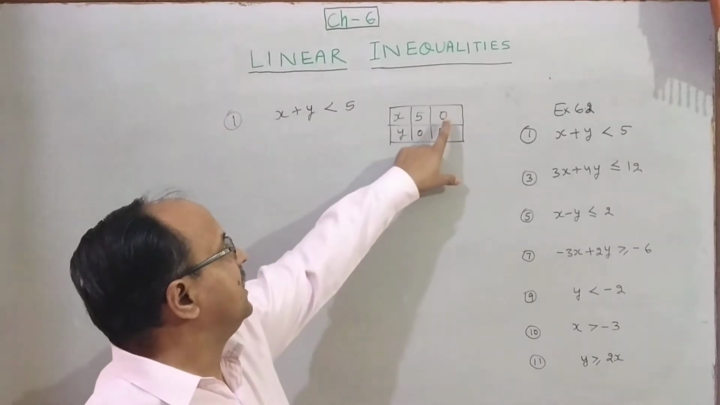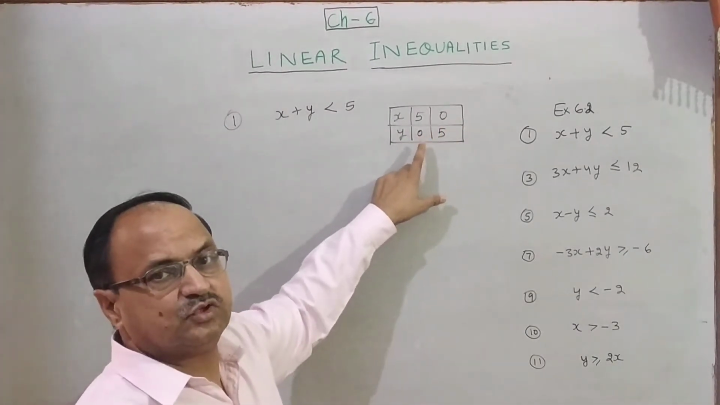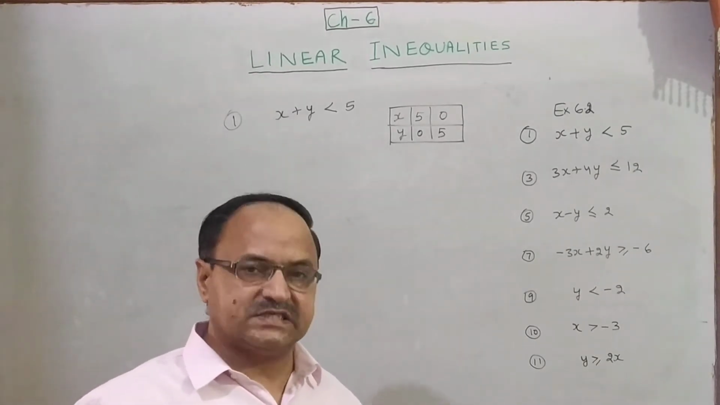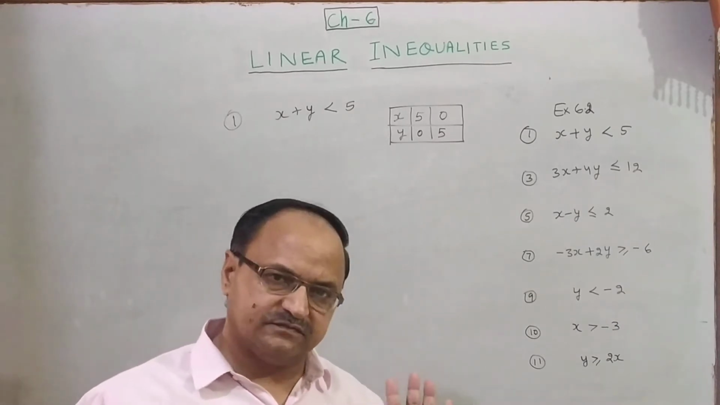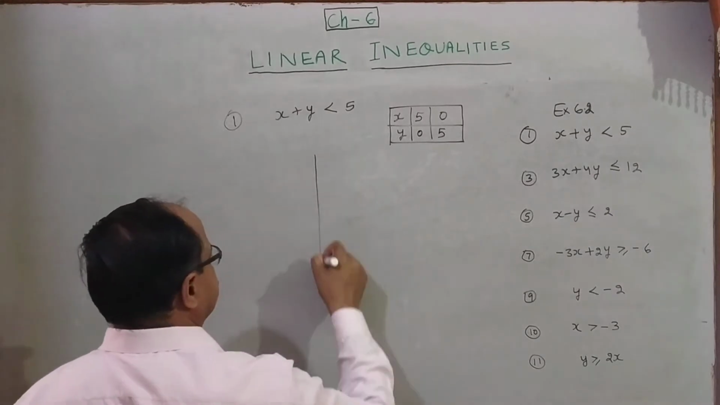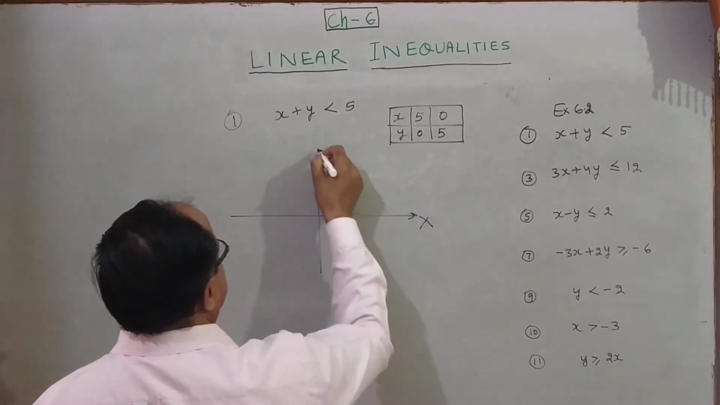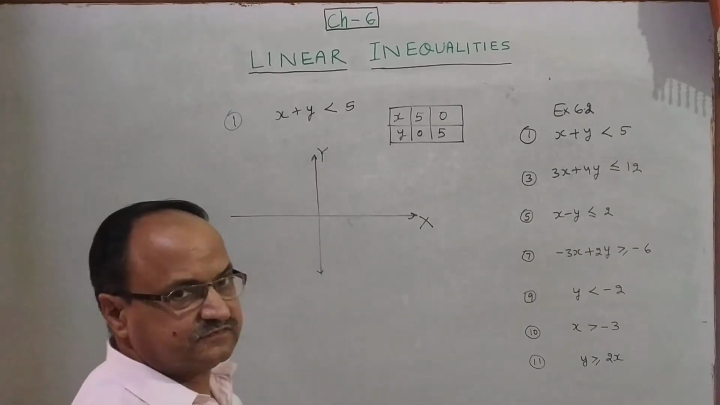First put x is equal to 0, then y is equal to 0, because both points lie on the x axis and y axis, right? Only 2 points are sufficient to draw the graph. Clear? Now, this is the x axis, this is the y axis. Simply draw the graph.